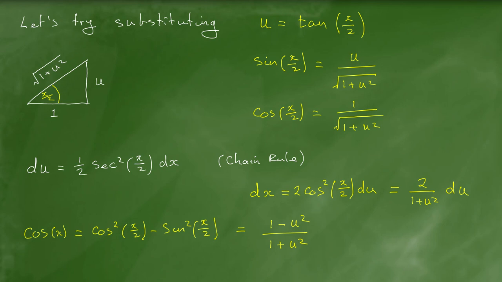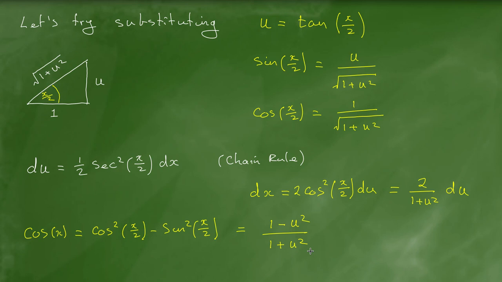The cosine of x, as opposed to the cosine of x over 2: cos of a plus b is cos a cos b minus sine a sine b. Using that, the cosine of x over 2 plus x over 2 is cos squared x over 2 minus sine squared x over 2. Using these values for sine x over 2 and cos x over 2, you can rewrite that as 1 minus u squared over 1 plus u squared. So that page gives us all the information we need for applying the substitution.